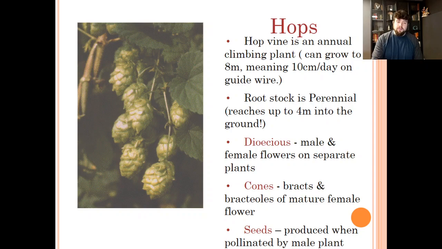Now, the roots are perennial. They'll reach as far as 4 meters down into the ground. So these are really large plants when you actually start looking at their total mass. They are deciduous. They have males and females, and however, typically most facilities only want female plants. We'll get to that in a bit. And they are mainly associated into cones. The cones may be broken down into bracteates and bracteoles, and inside they do technically have seeds and they can be pollinated.